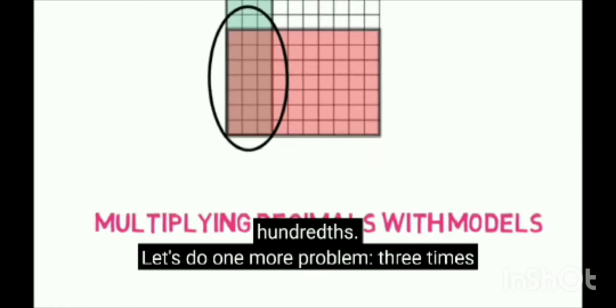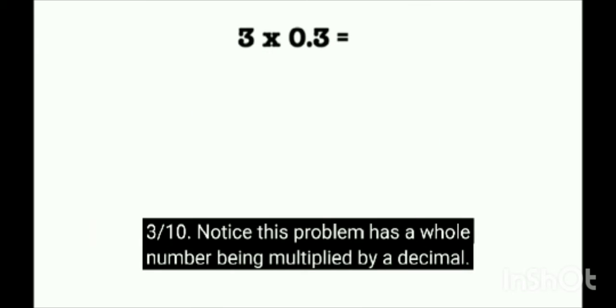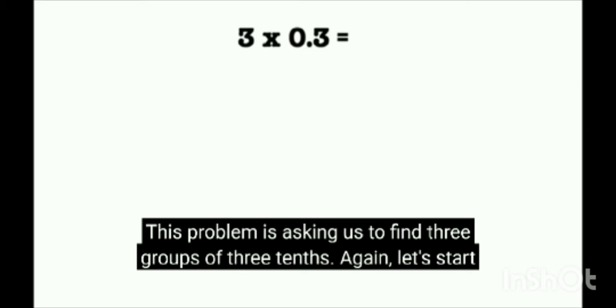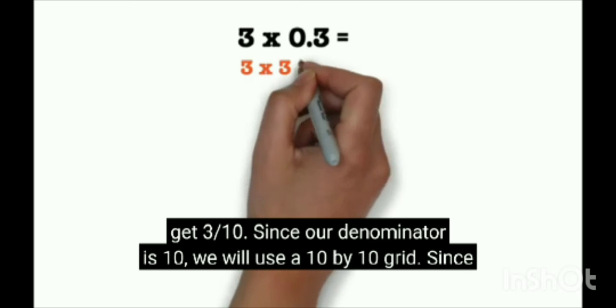Let's do one more problem. 3 times 0.3. Notice this problem has a whole number being multiplied by a decimal. This problem is asking us to find 3 groups of 0.3. Again, let's start by converting our decimal of 0.3 to a fraction. When we do that, we get 3/10.